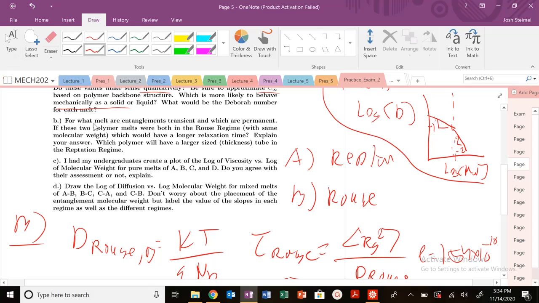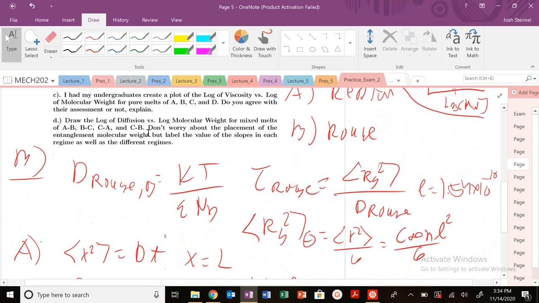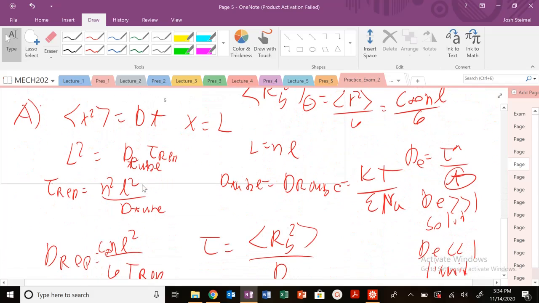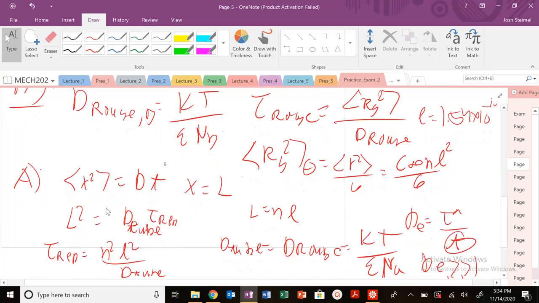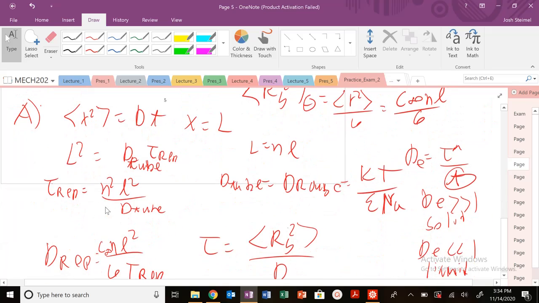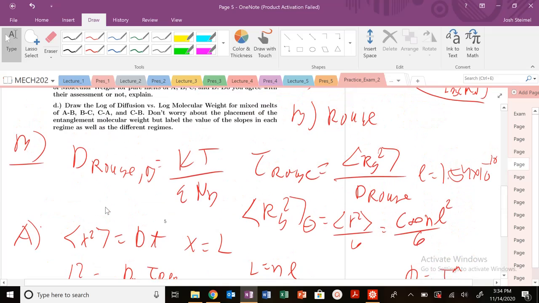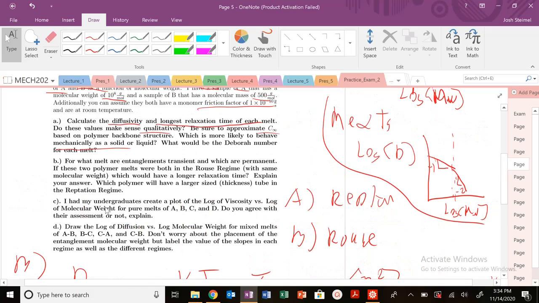So, for what melt are entanglements transient, and which are permanent? Again, we saw that already. A is in the reptation regime, so those are permanent entanglements. B, we are in the Rouse regime, so those are transient entanglements. Next: if two polymer melts were both in the Rouse regime, with the same molecular weight, which would have the longer relaxation time?